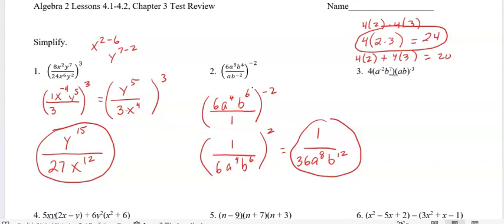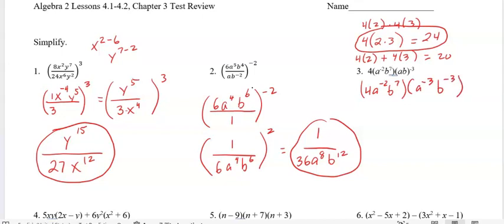Okay, so with that said, when I multiply 4, I get 4 times a to the negative 2, b to the 7th. And then I'm going to multiply or raise both of these terms, a and b, to the negative 3rd.